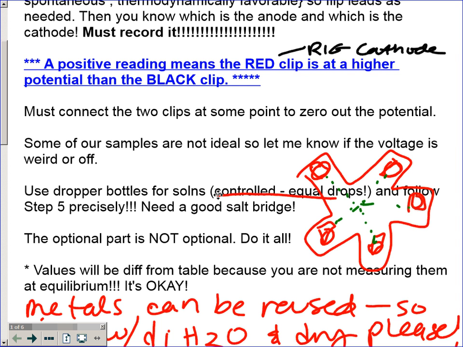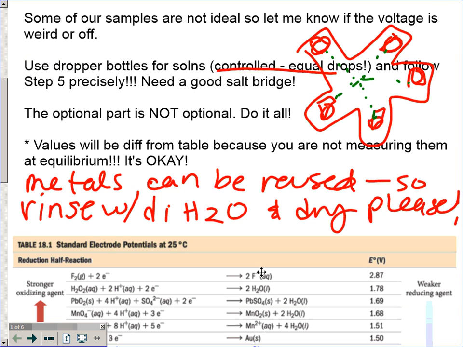Yeah, and then the optional part's not optional. You have to identify the metals. At the end, it says to dispose. Don't dispose of everything. I'll get the metals back. Make sure you wash them off before you give them to me. We'll put them back where they belong. Okay, it's pretty easy. All right, ready?